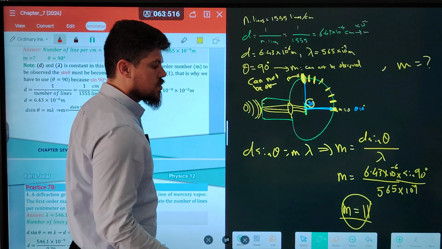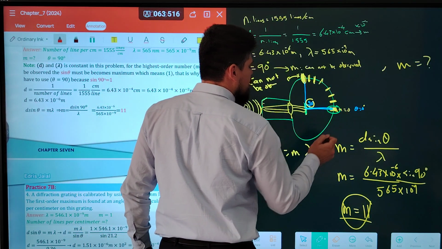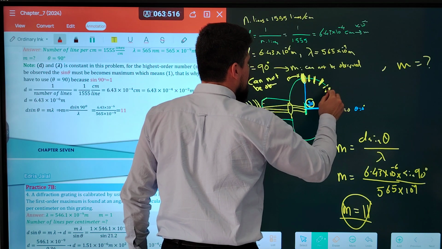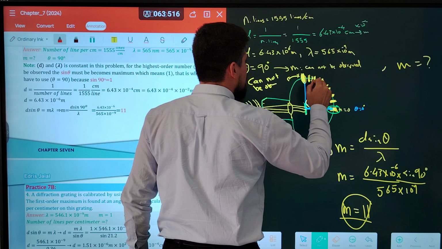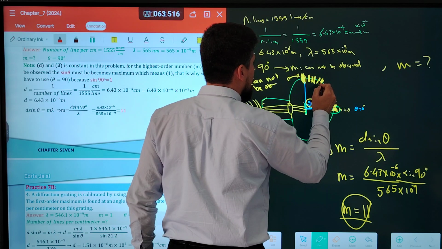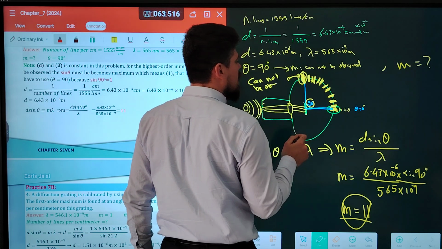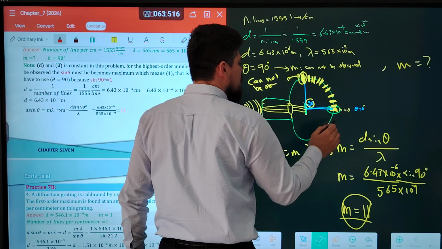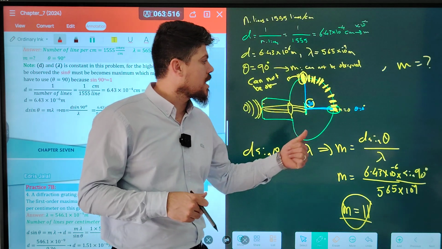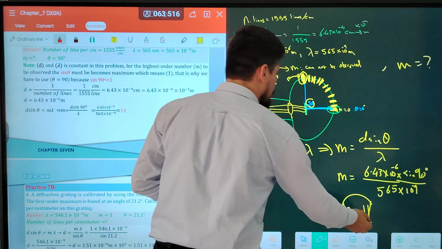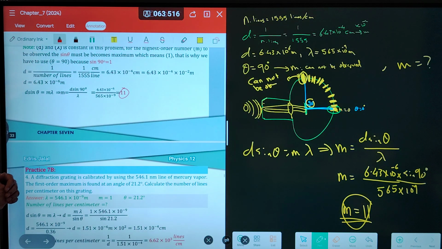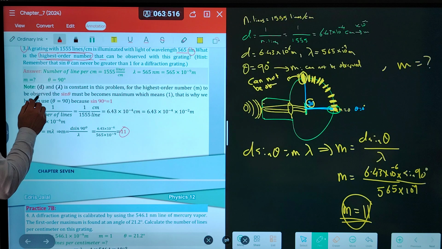The highest order maximum is equal to what? 11. Look, this is M0, M1, 2, 3, 4, 5, 6, 7, 8. It should be 11. 1, 2, 3, 4, 5, 6, 7, 8, 9, 10, 11. This one cannot be seen, be careful. Okay? With the central, we have 11 bright fringes. If the question says how many bright fringes can be seen or observed, 11. M is equal to 11. This is the highest order number for this wavelength.